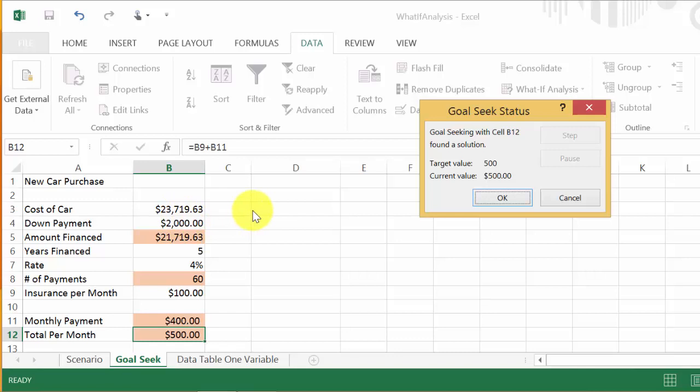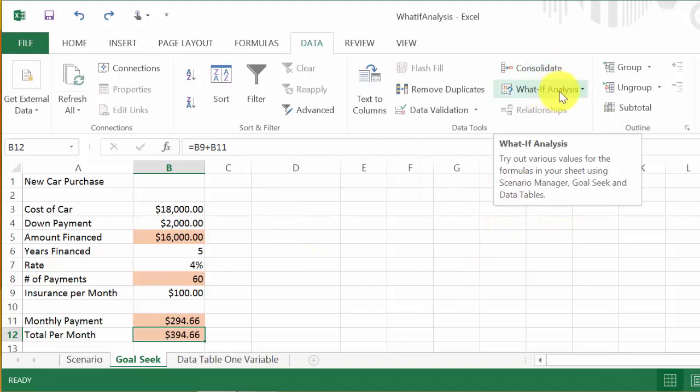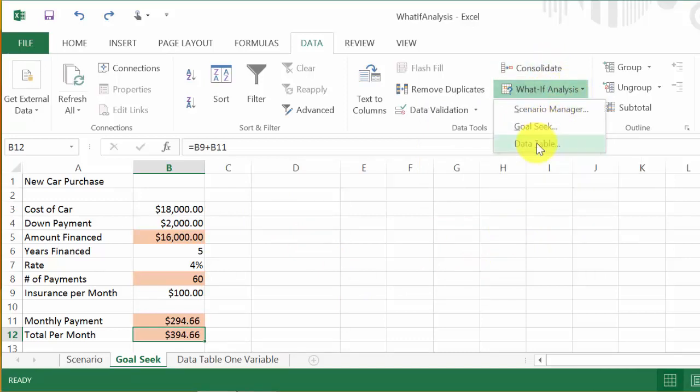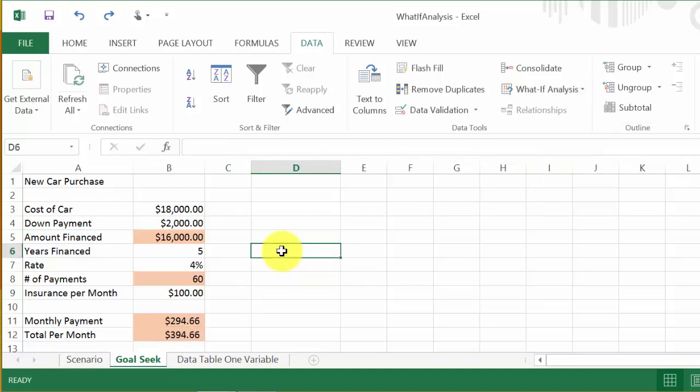Okay, so I hope this helped. I'll do videos on all the what if analysis tools, so you can check those out. I'll have the data table, the scenario manager, and this is the goal seek.